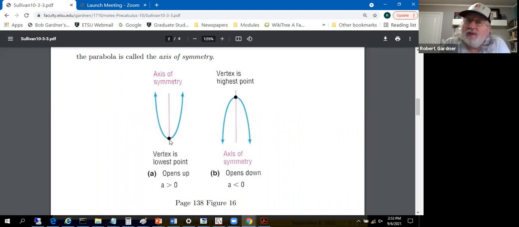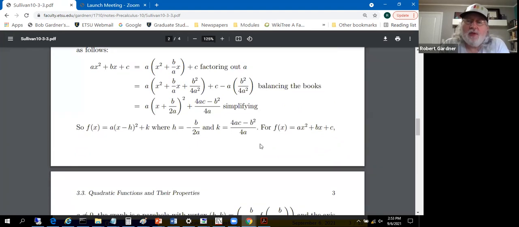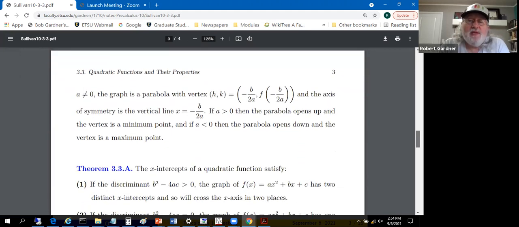The x coordinate is negative b over 2a in both cases. The y coordinate is, well, it's f of that x coordinate. Let's think of it like that. We do have a formula for it. It also reminds me a bit of the quadratic formula, somewhat. But in terms of A, B, and C, we can find the vertex and the axis of symmetry.